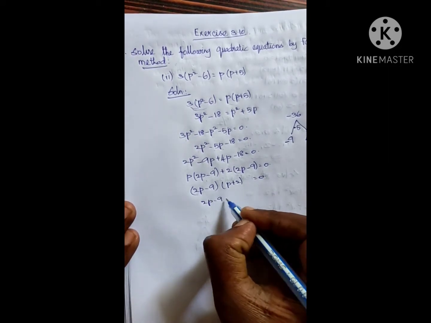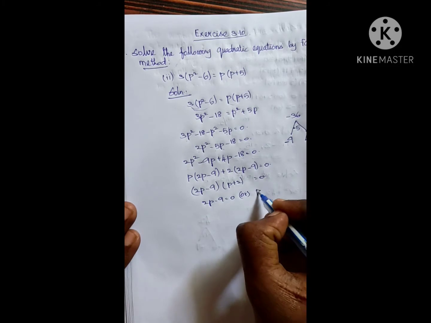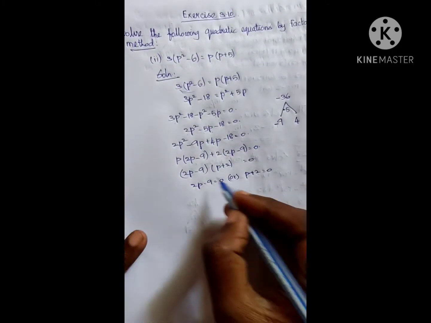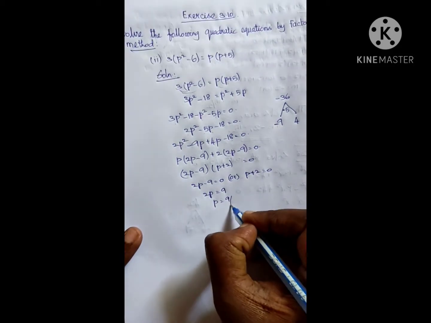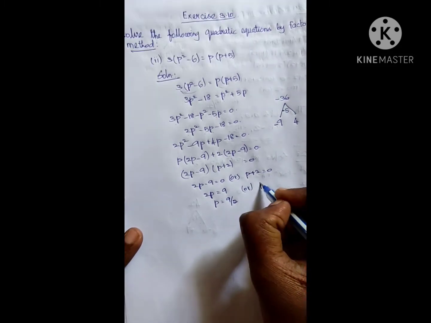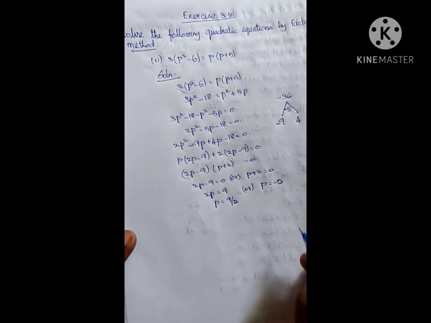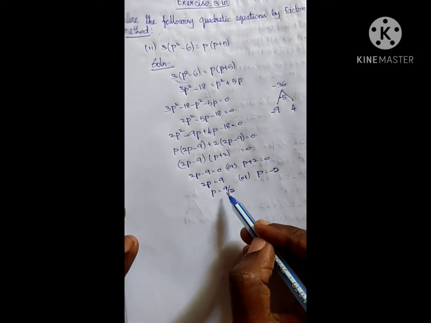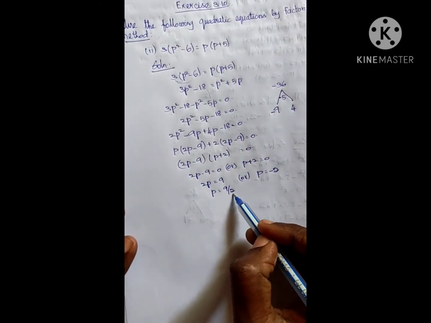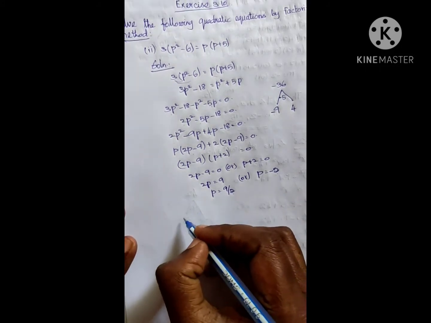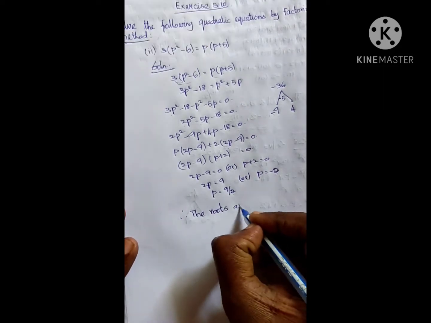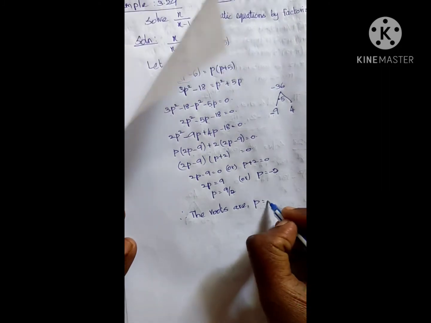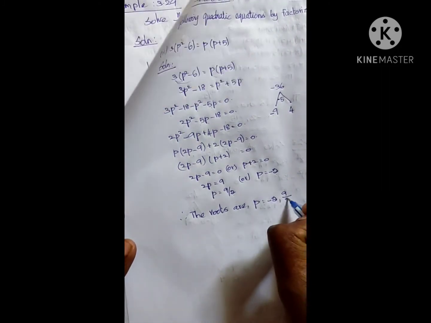Now 2p minus 9 equal to 0 or p plus 2 equal to 0. So this is 2p equal to 9 and p equal to 9 by 2, or here p equal to minus 2. So the solutions of this equation are p equal to 9 by 2 and p equal to minus 2. Therefore the roots are p equal to minus 2, 9 by 2. So this is the answer of this question.